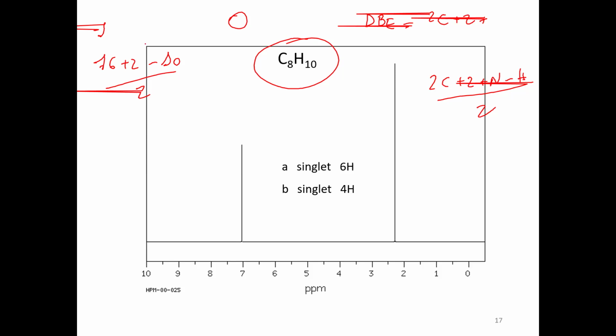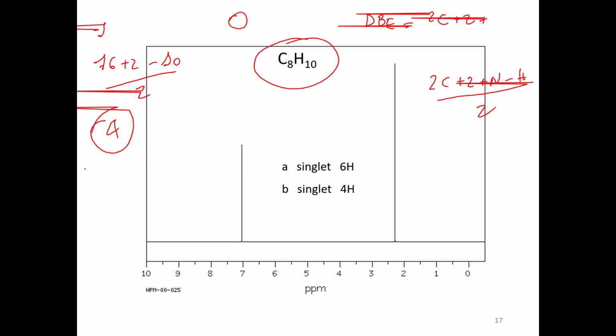How many unsaturations do you have? 18 minus 10 divided by 2 is 4 unsaturations. 4 unsaturations is something that should sound very familiar to you. You will see when you do exercises. How many unsaturations are in a benzene ring? 4. 3 for the double bonds, 1 for the cycle. Remember, each cycle counts as an unsaturation. So each aromatic group gives you 4 unsaturations. This is very important to remember.